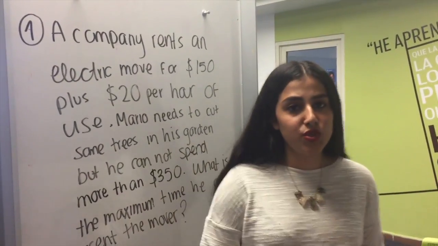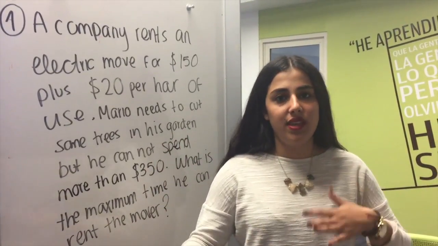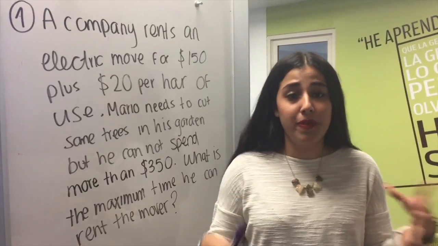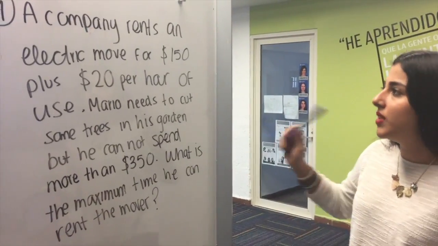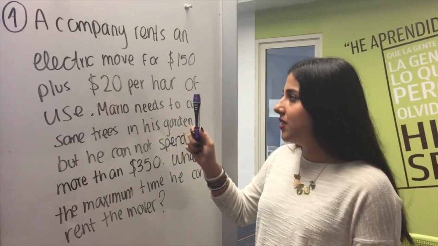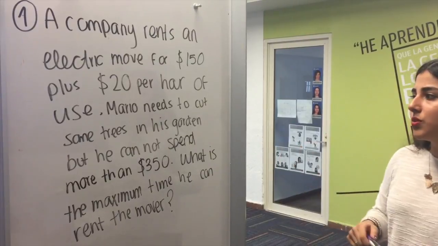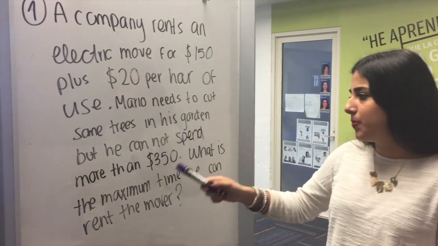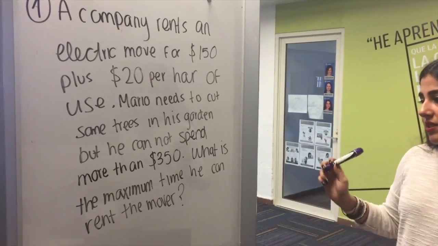Well, to begin this tutoring session, we will try to explain an easy problem of inequalities to get the basics and basic concepts out of the way. The problem is: a company rents an electric mower for $150 plus $20 per hour of use. Mario needs to cut some trees in his garden, but he cannot spend more than $350. What is the maximum time he can rent the mower?